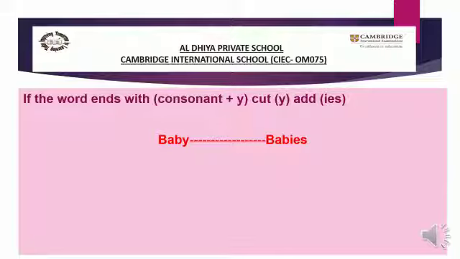Baby. Look at the last two letters. Y is with a consonant because B is a consonant. So we only cut Y and add IES. Babies. Baby, babies. Now look at another. City, cities. Y is with a consonant, T, which is not a vowel letter, so it is a consonant. So T consonant plus Y is there, and we cut Y and add IES.